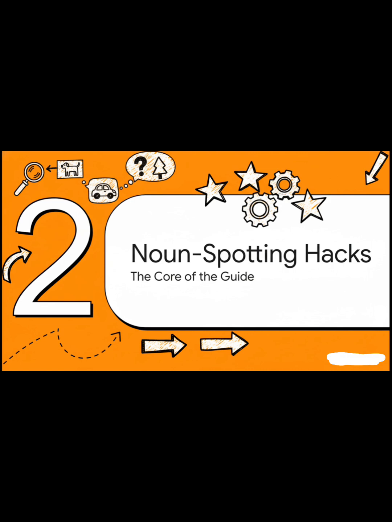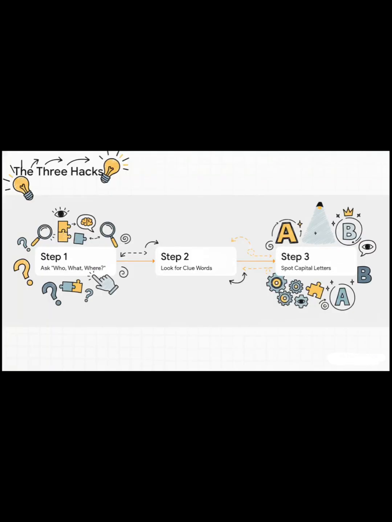Okay, so we know what a noun is, but how do we get really, really good at finding them out in the wild? Well, this next section is the heart of our study guide. 3 super simple hacks that will turn you into a noun spotting machine. And here they are. It's a 3-step process. We're going to ask some questions, look for little clue words, and keep an eye out for capital letters. Let's break each one down.